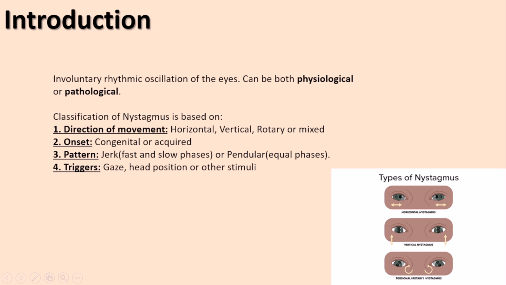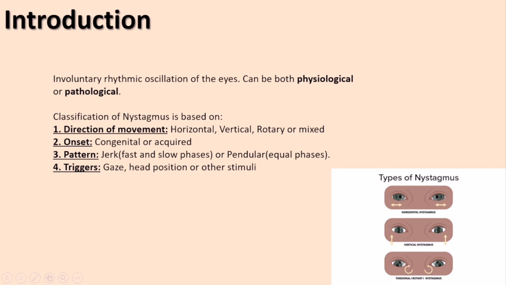So first, let's understand what is nystagmus. Nystagmus is involuntary rhythmic oscillation of the eye, and it can be due to physiological or pathological conditions. And there are several bases for the nystagmus. We can classify it based on direction of the movement. So we have horizontal nystagmus, vertical nystagmus, rotary nystagmus, or mixed type of nystagmus.